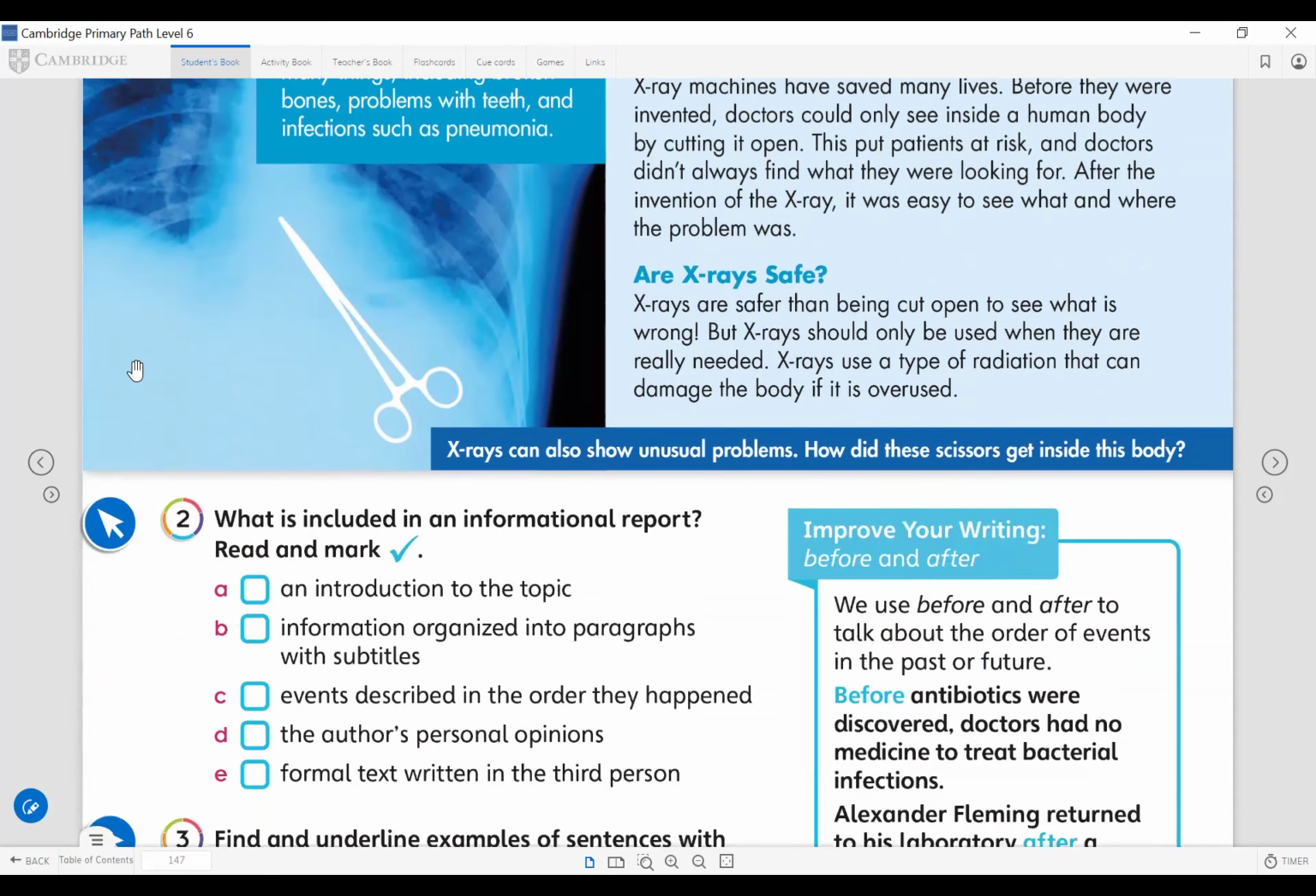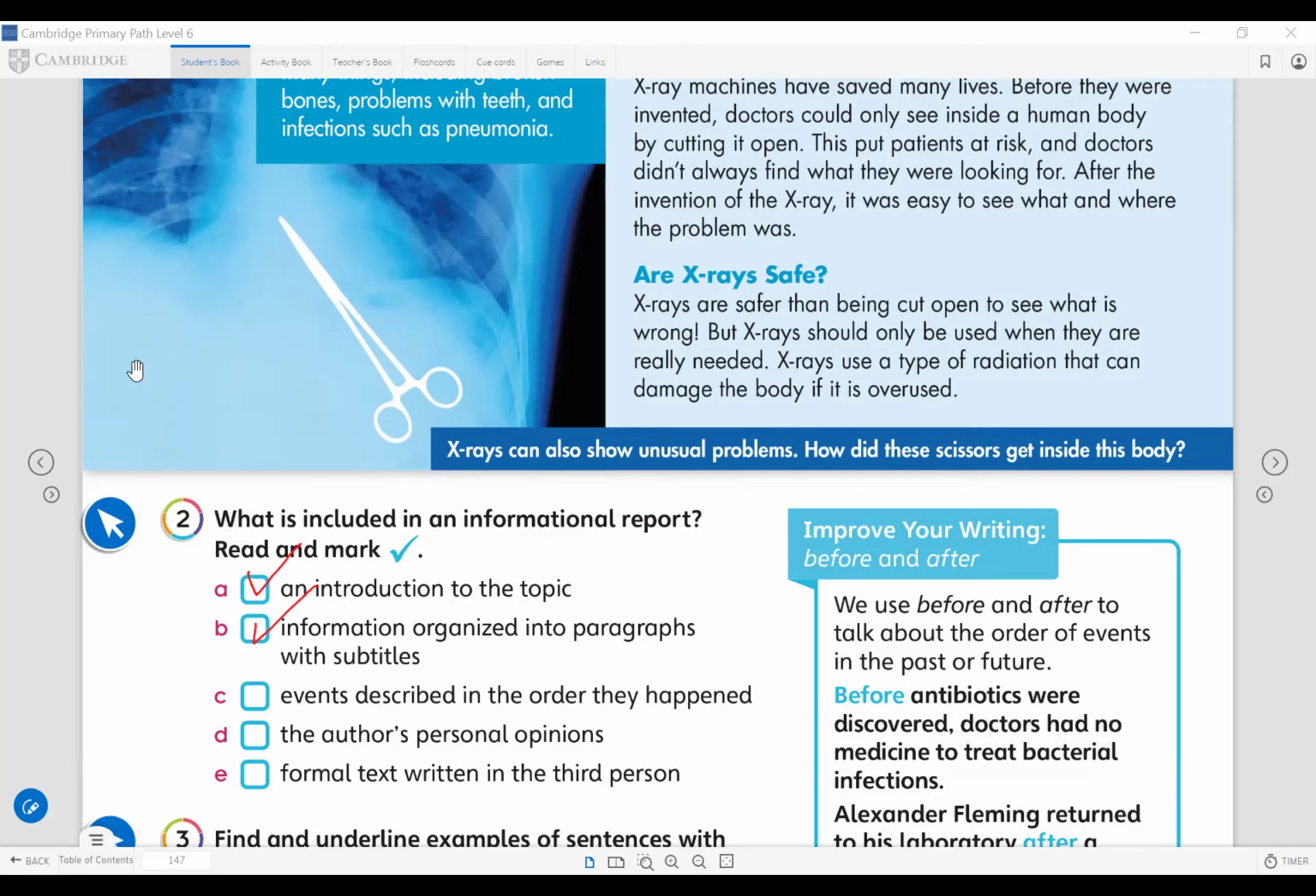Now here, what's included in an information report? Read and mark, check. So let's take it step by step. Here, do we have an introduction to the topic? Yes or no? What do you think? Yes, we have an introduction to the topic. Information organized in paragraphs with subtitles. Do you think this has happened here? Do we have subtitles in here or subheadings? Yes, we do. Excellent, everybody.